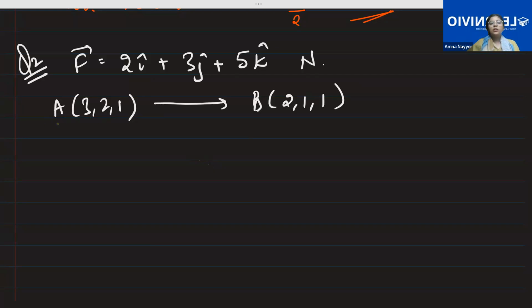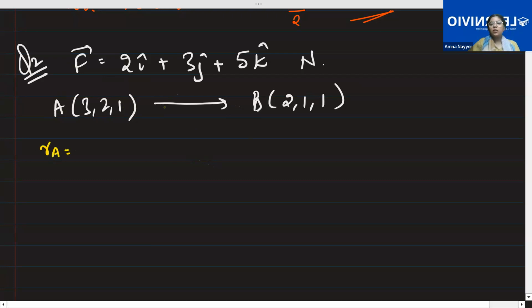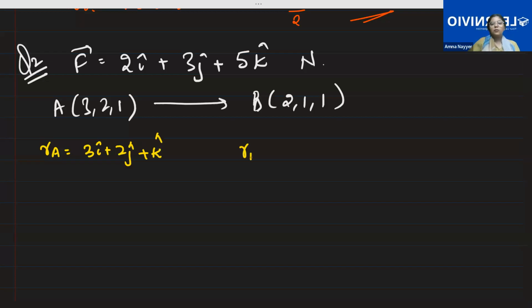Now see, here the position is changing from an initial point A, which is (3, 2, 1), to a final point B, which is (2, 1, 1), and the force is given, and it is asking you to calculate the work done. So first you calculate RA. RA is given as 3i cap plus 2j cap plus k cap, and RB is given as 2i cap plus j cap plus k cap. So these are the position vectors given.